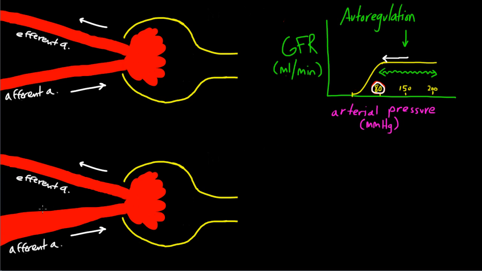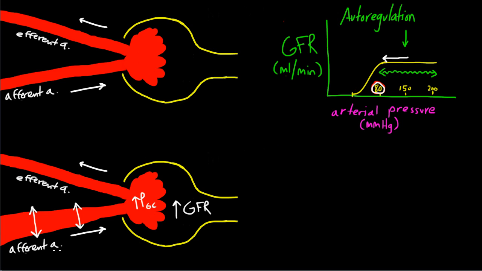As the mean arterial pressure falls from about 150 millimeters of mercury to 80 millimeters of mercury, there is dilatation of the afferent arteriole. This leads to increased hydraulic pressure within the glomerular capillaries, that is, increased PGC, and that leads to increased GFR. So GFR is returned to its baseline level.